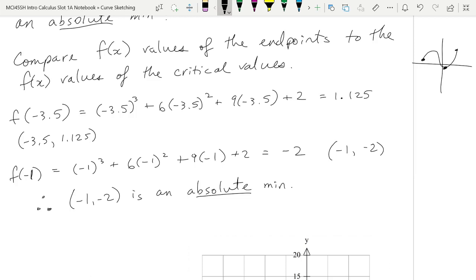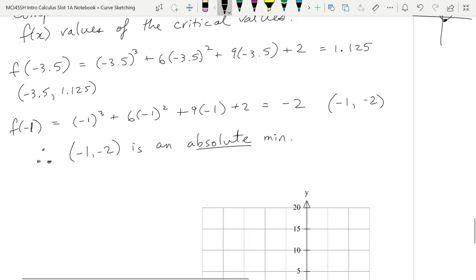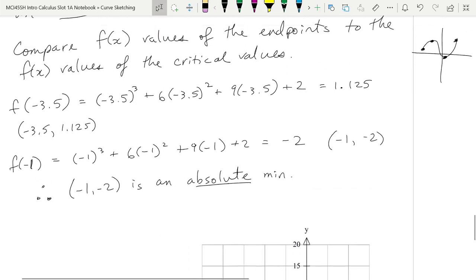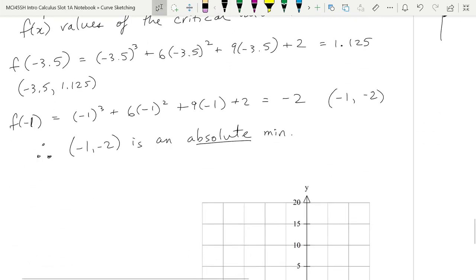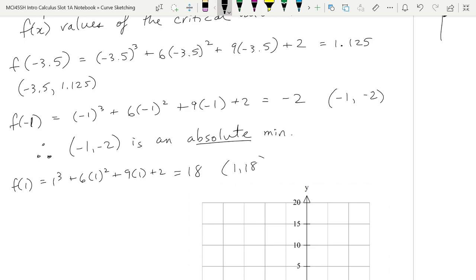Okay. And we can similarly figure out if this point, which was when x was -3, remember that, is higher than this point here where the graph ends. So let's do the endpoint first. The endpoint happens at 1. So how high is the graph when x is 1? What's f of 1? So f of 1 is going to be 1 cubed plus 6 times 1 squared plus 9 times 1 plus 2. Put all that through the calculator and you're way up there at 18. So this is the point (1, 18).